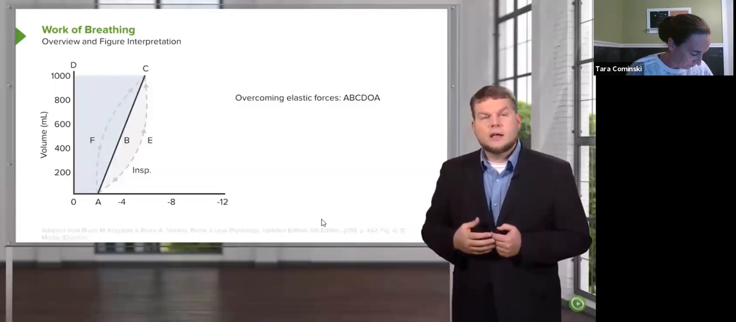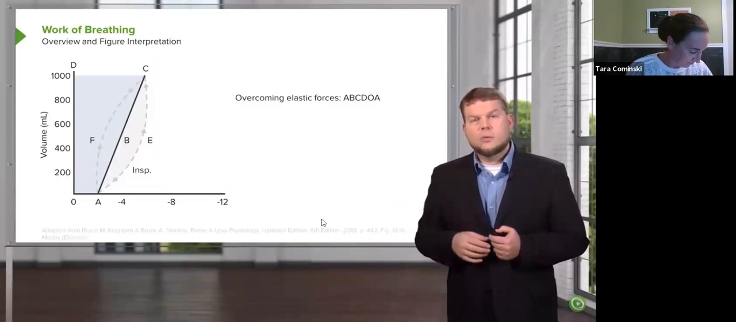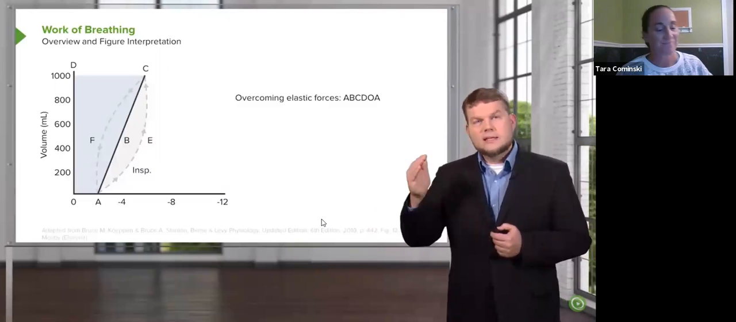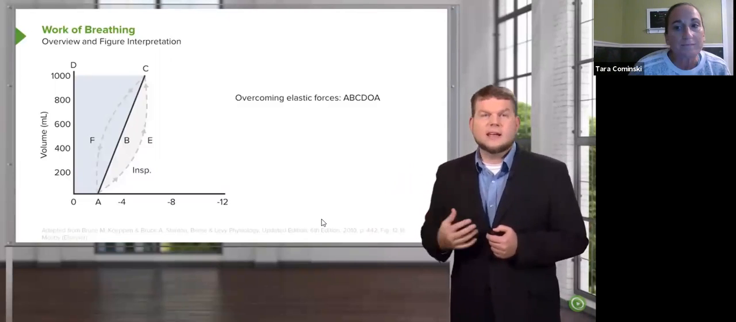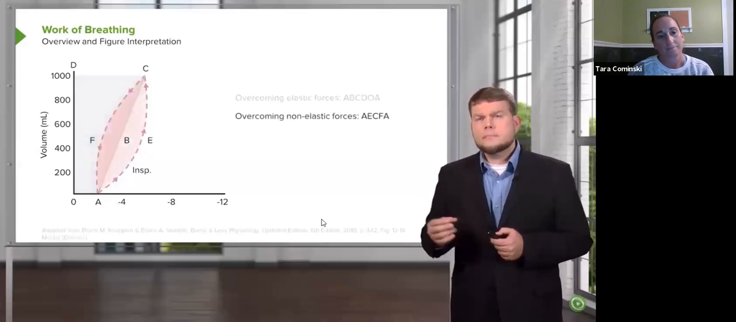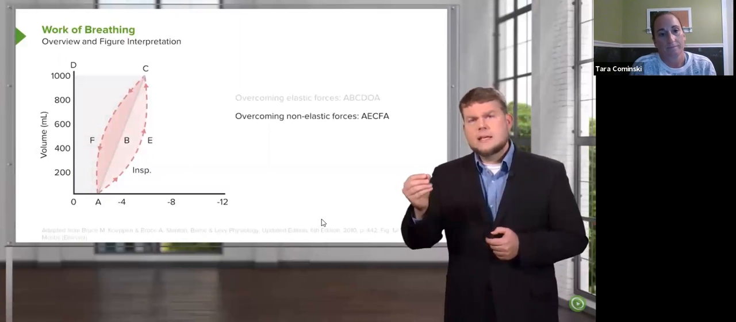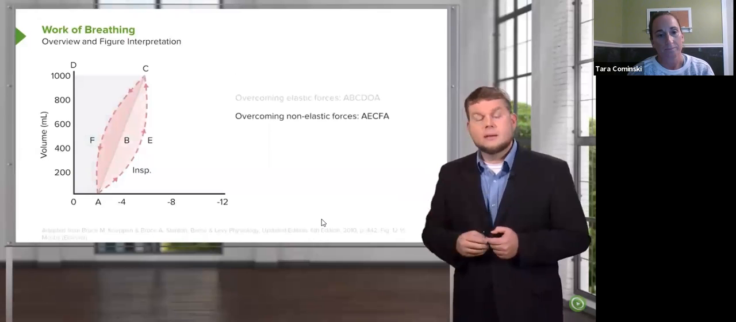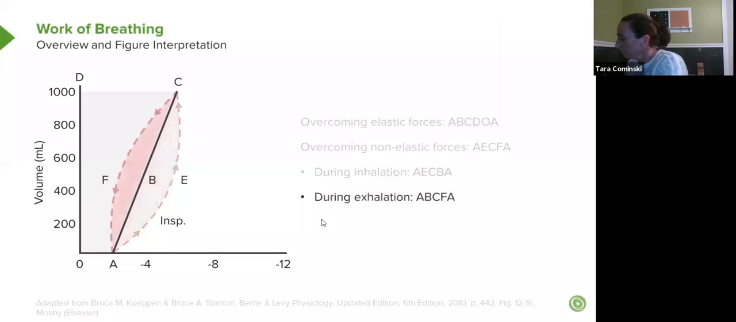We're going to have a number of different denotations on this graph just to help you orient of what part we're talking about. So if you're trying to overcome elastic forces, that is the force between A, B, C, D, and 0. Then back to A. So that's all of that portion that is shaded in that kind of gray-blue. To overcome the non-elastic forces, that is this particular graph where we go from A, E, C, F, A. So it forms that kind of nice elliptical circle there. The inhalation component goes from A, E, C, B, A, or that part that's just on the right-hand side. Or during exhalation, it's A, B, C, F, A.